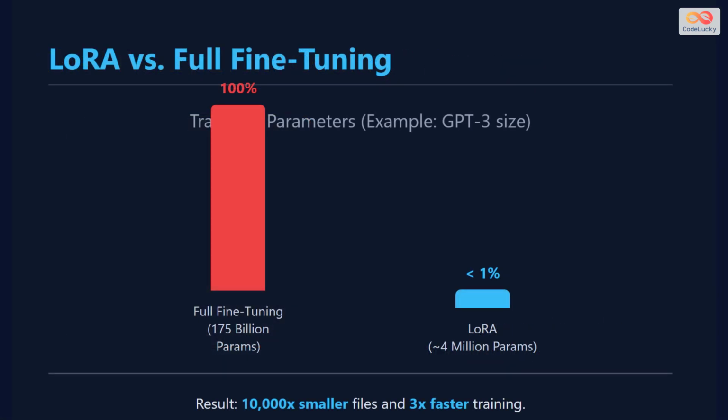The efficiency gains are staggering. If a full model has 175 billion parameters, a LoRA adapter might only have 4 million. This means the file size drops from hundreds of gigabytes to just a few megabytes. Training becomes roughly 3 times faster, and you can store thousands of LoRA adapters in the space of one full model.